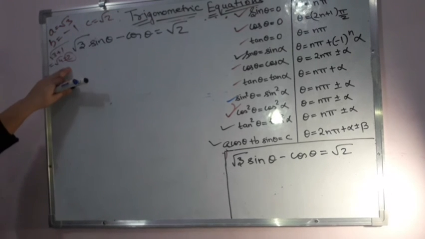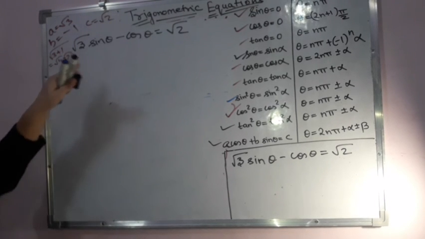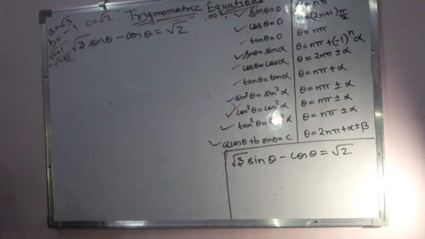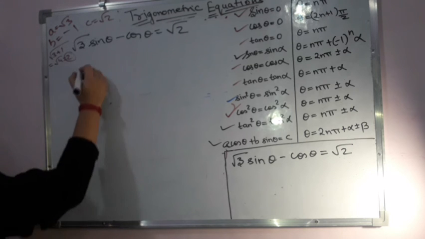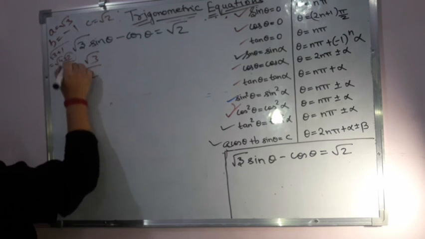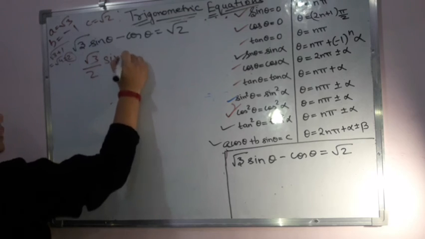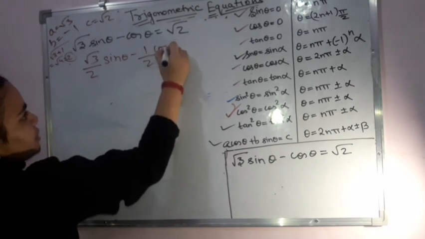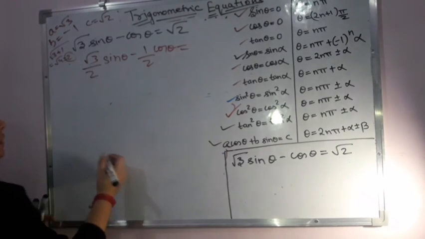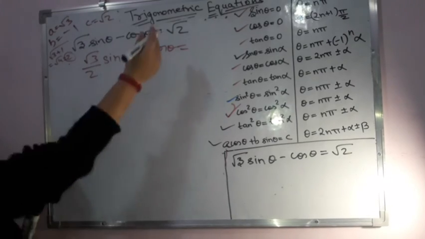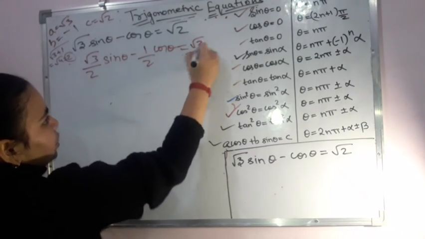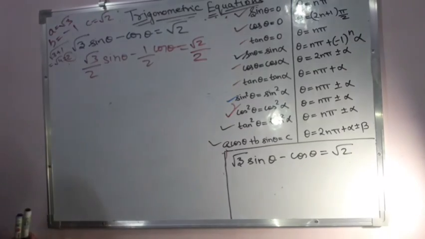I can verify that yes, root 2 is definitely less than 2, therefore my condition is satisfied. So this is the first thing we do: divide the entire equation by 2. So this is sin theta minus 1 by 2 cos theta. Can I rationalize it? Simply it is root 2, I don't need to rationalize it, root 2 upon 2 I can do.